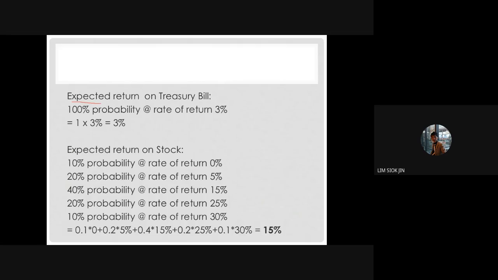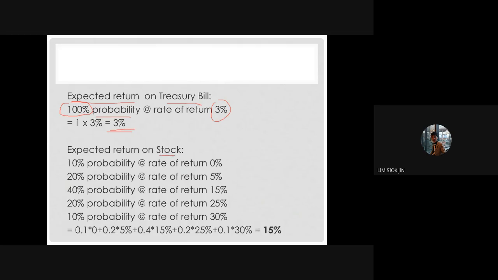Okay, the expected return. In order to see the risk, we have to take a look at the return first. So Treasury bill, the expected return is 3%. Why? Because the probability to get 3% is 100%. So 你100%一定会拿到 3% return. 100% confirm you will get 3%. So there is no question here. No need to be uncertain. 100% certain you will get 3%.